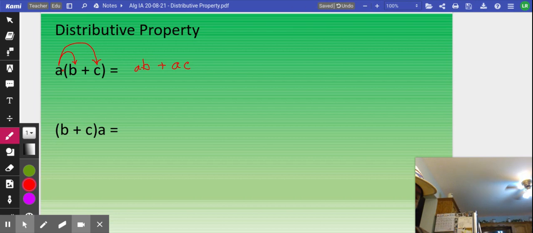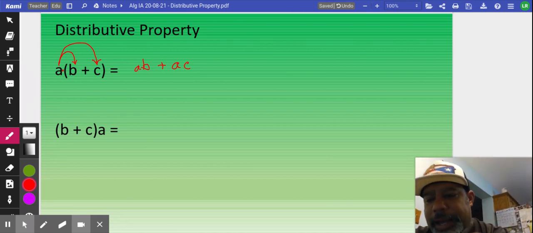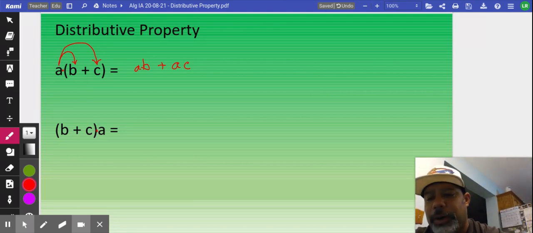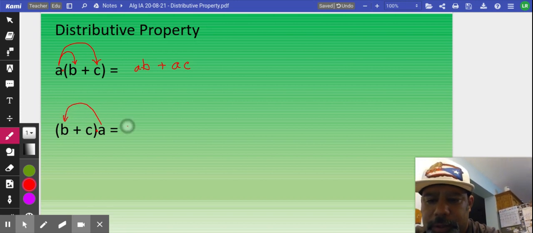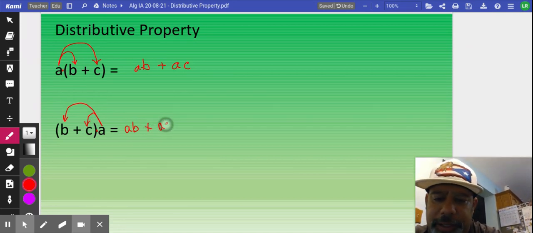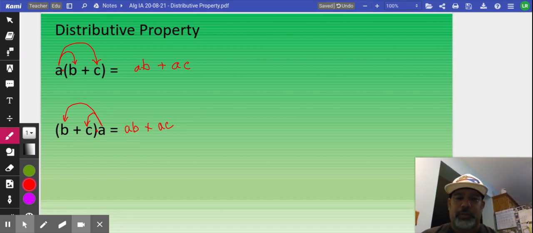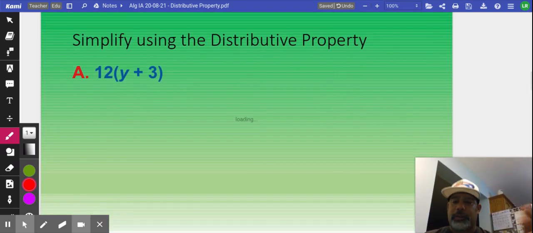Now, I want to make sure that we see that this is the same thing, even if the A that we're multiplying is on the other side. So I'm still doing the same thing, A times B, which is AB. And we're still doing A times C, which is positive AC. That's the general form. And now we're going to do some examples. Here we go. We're going to do about 4 examples. This is the first one.